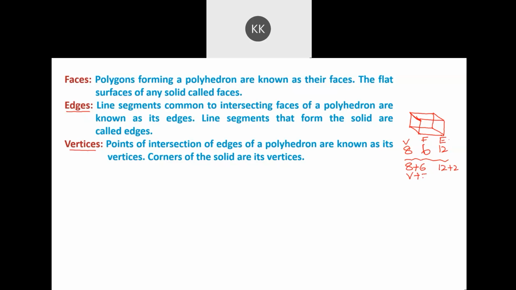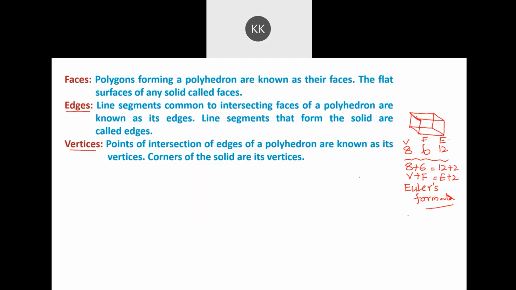Always remember V plus F will be equal to E plus 2. This formula was given by Euler. The spelling is like this, Euler. Though the spelling is Euler, it's pronounced as Euler. This formula is called Euler's formula. This Euler's formula connects the number of vertices, number of faces, and number of edges.